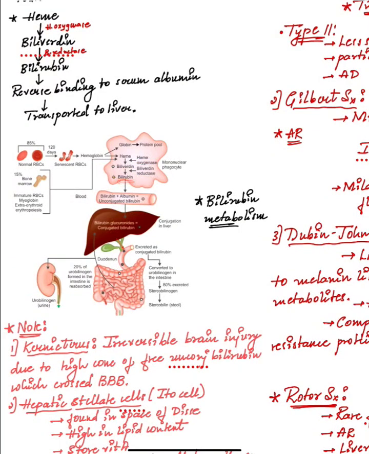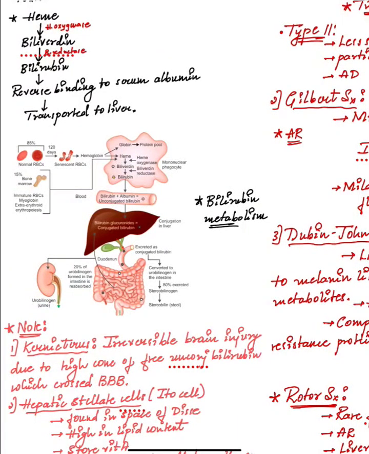Now, this bilirubin is transported into the blood, where it undergoes reversible binding with albumin to form unconjugated bilirubin. This unconjugated bilirubin is transported to the liver, where it gets conjugated in the presence of glucuronidase. This conjugated bilirubin is excreted into the duodenum, where 20% of urobilinogen is formed in the intestine, and this 20% is reabsorbed in the intestine.